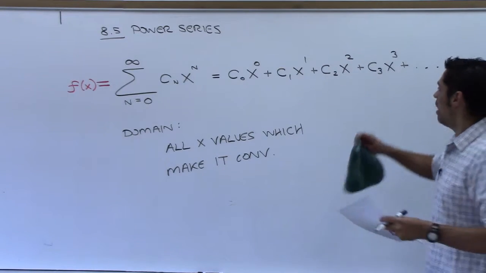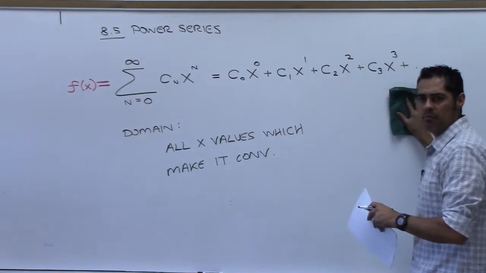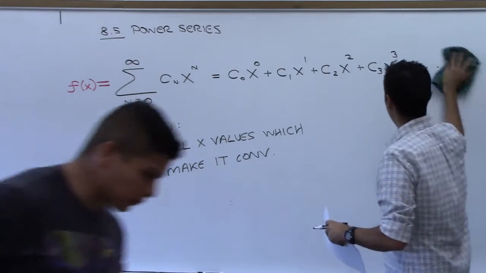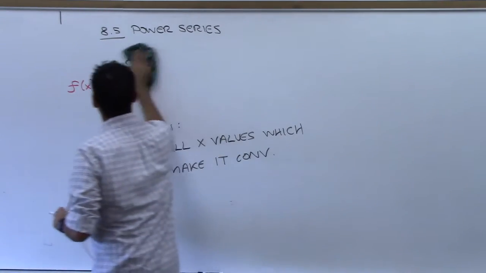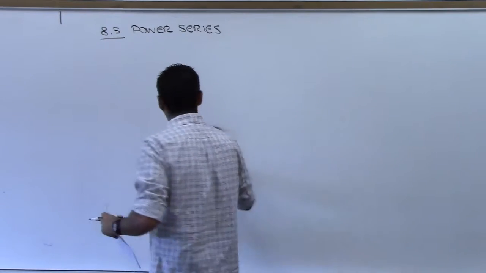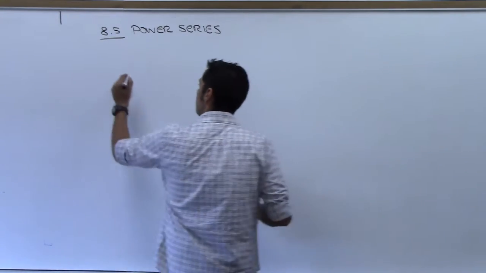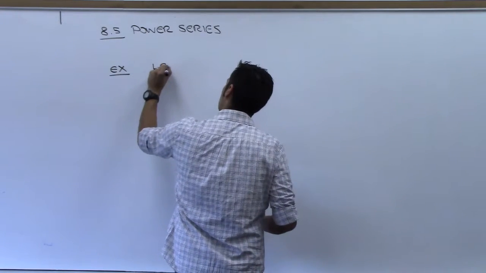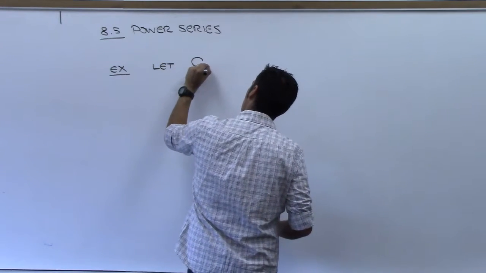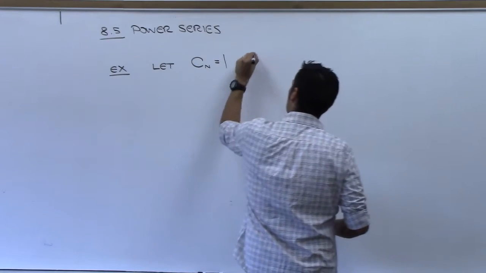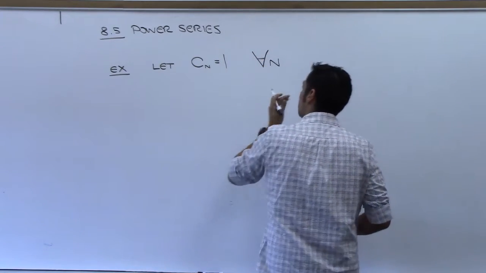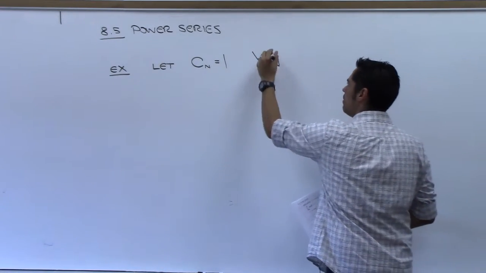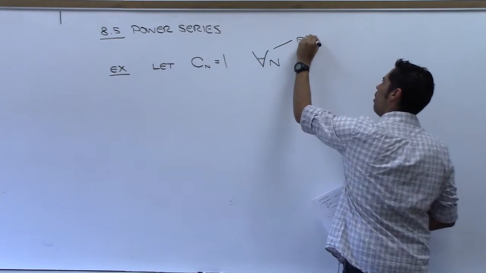I think it might be good if we just do an example, like show you your first power series. That's the general form of a power series, but let me give you a specific one. Okay, example. Let c sub n equal 1. What does that mean? You remember that symbol? No? For all.